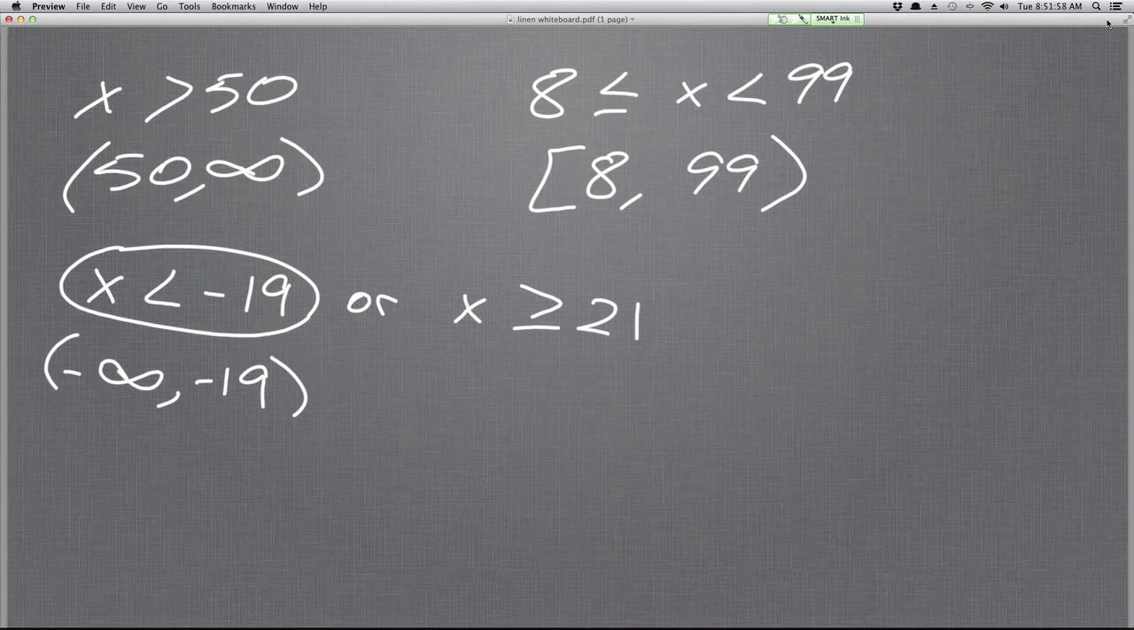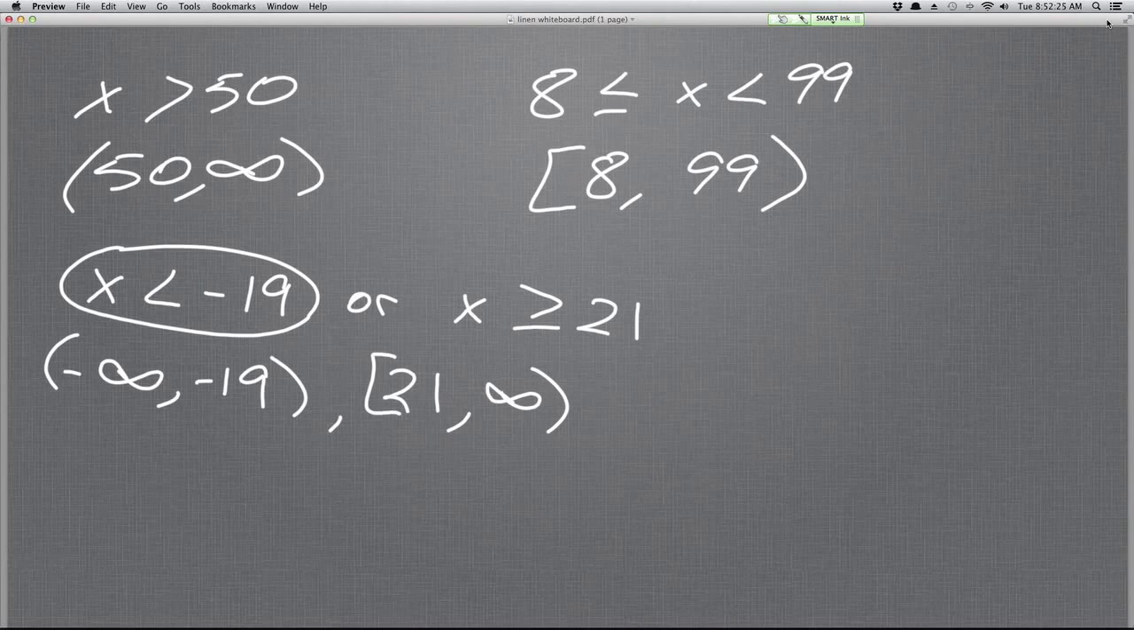All right. On my next set, what's my smallest number? 21. What's my biggest number? Infinity. Okay, what does 21 get? Bracket. And the infinities always get a parenthesis. So that describes my two sets there.